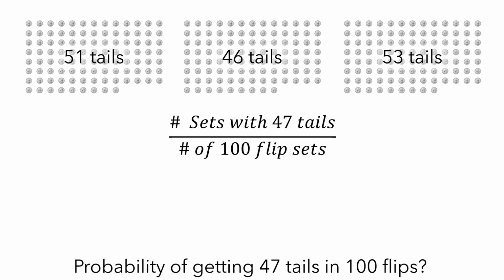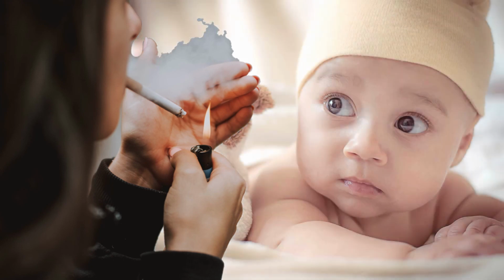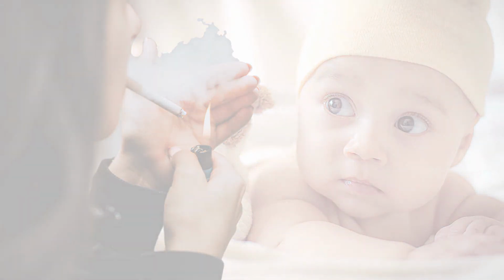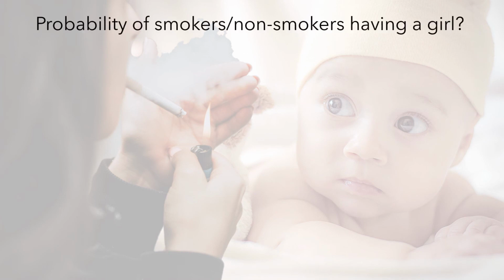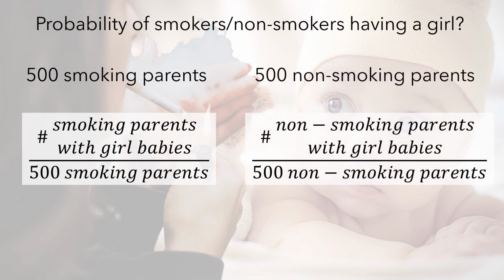Let's look at another example. Does parental smoking during pregnancy affect the sex of the baby? We could ask, what is the probability of smokers and non-smokers having a girl? To compute this, we could get 500 parents who were smokers, determine the sex of their children, and compute the number of the parents who had girl babies divided by 500. And then we could get 500 parents who weren't smokers, determine the sex of their children, and compute the number of those parents who had girls divided by 500.